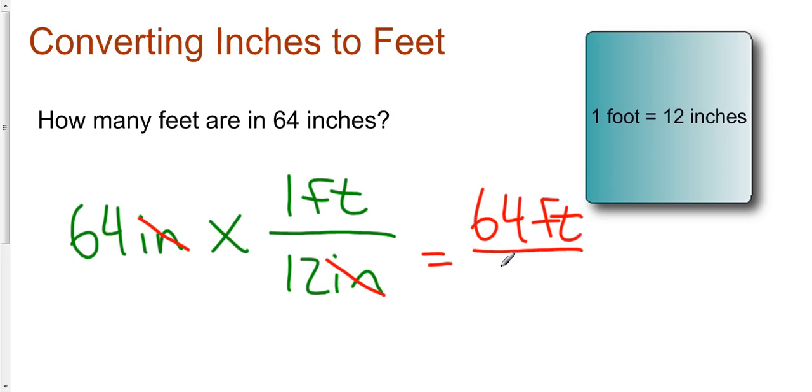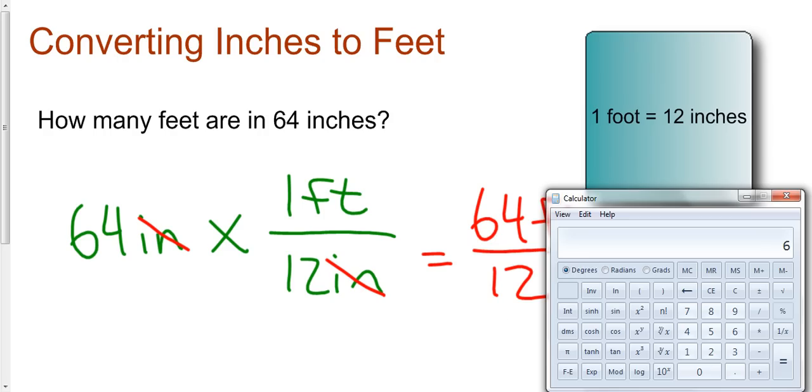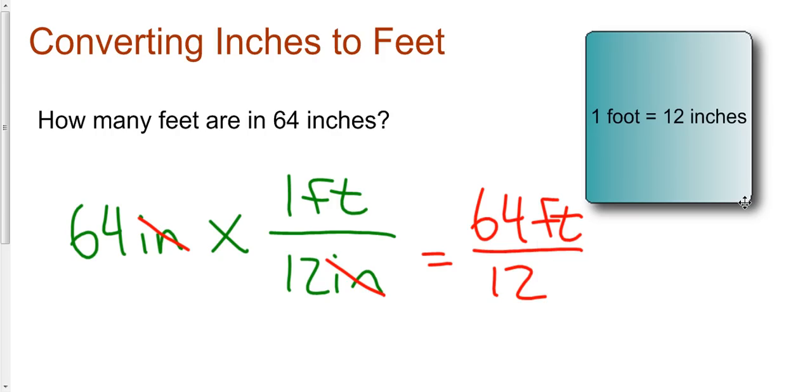feet over 12. Now, if you're good with your 12 times tables, you know that 64 is not a multiple of 12. So if we use a calculator here, and we do 64 divided by 12, we get 5.3 that repeats. And this is okay as an answer, 5.3 that repeats feet. But sometimes that's not desirable.